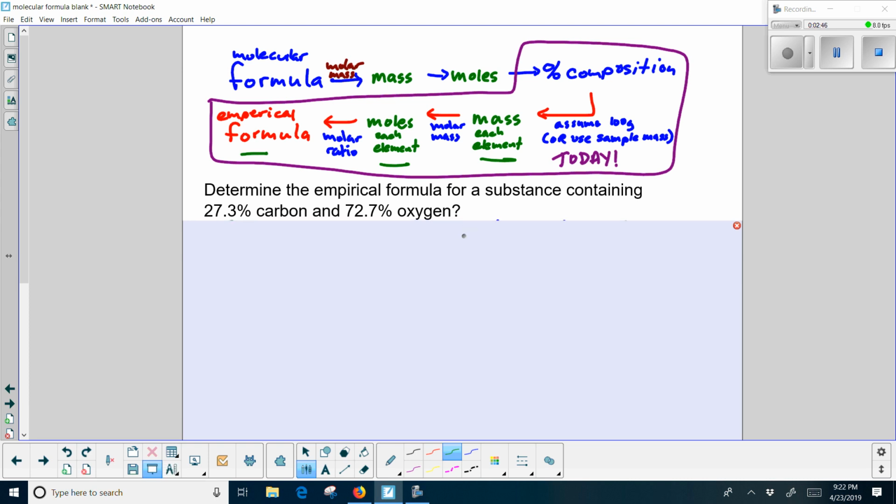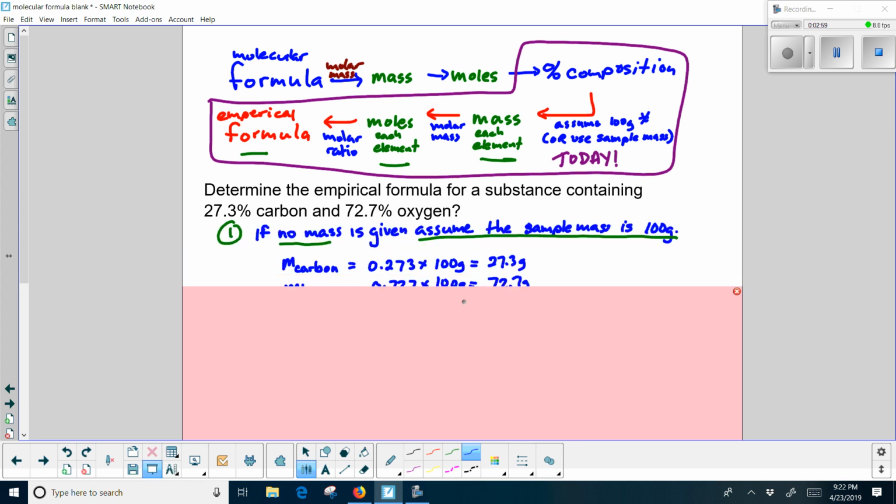In this case, I have a substance and it has 27.3% carbon, 72.7% oxygen. We don't know the mass. So if we don't know the mass, we assume that we have 100 grams. It makes life a little bit easier for us. So I know that if I've got 27.3% carbon, and my sample was 100 grams, I'd have 27.3 grams of carbon in that. Same thing with oxygen, 72.7% would mean 72.7 grams in a 100-gram sample. Now we've got our mass.